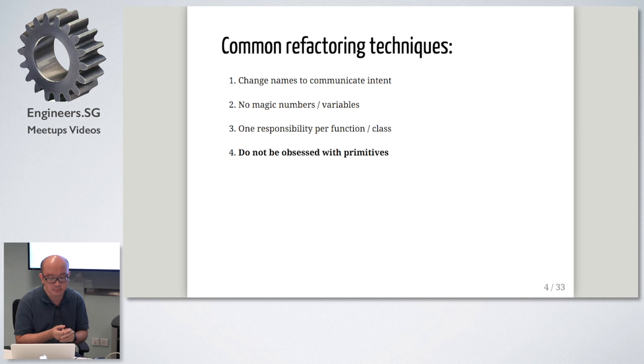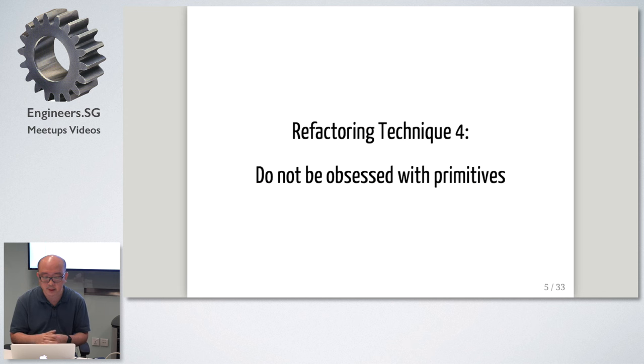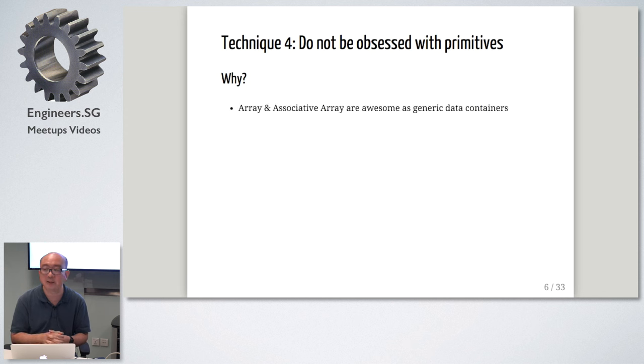Today I'll be touching on the last point, which is do not be obsessed with primitives. What are primitives? Primitives are basically associative arrays that you pass into your code, right? Associative arrays and arrays are awesome as a generic data container. It's a generic container for all sorts of information. Information about what's in the shopping cart, how much you've spent on something, or how much this user is buying from your website. It can be very awesome for storing all sorts of generic data, but they do not communicate intent.